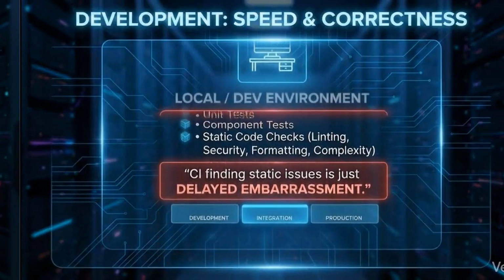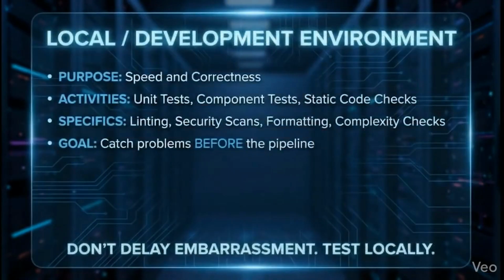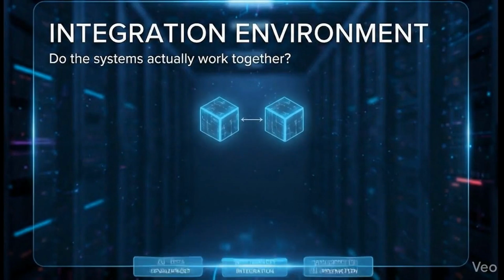Now first, local or development environments. Their purpose is speed and correctness. Here we run unit tests, component tests, and static code checks. Linting, security scans, formatting, complexity checks. This environment exists to catch problems before they even enter the pipeline. When CI finds what static analysis should have found, that's not quality engineering. That's delayed embarrassment.